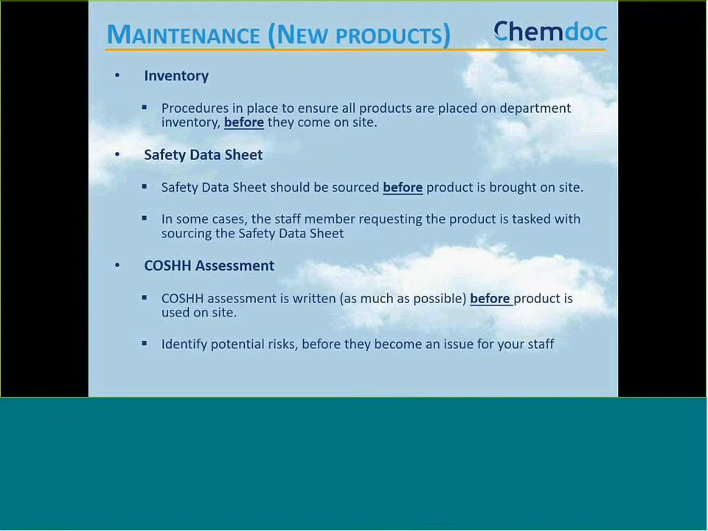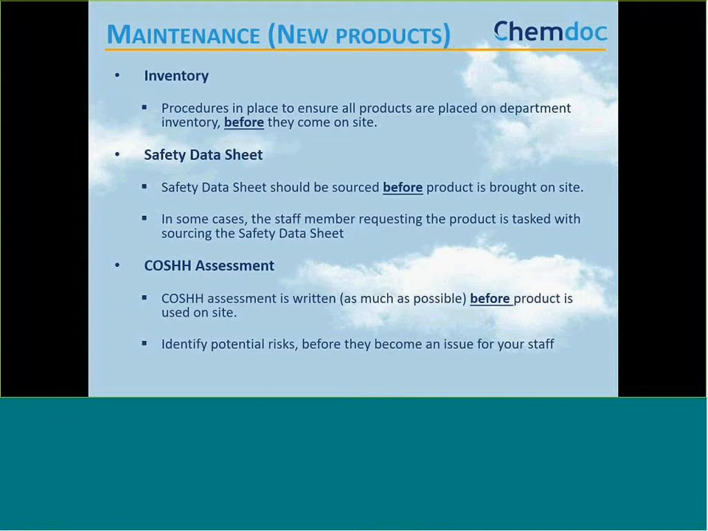So the three things outlined there: the inventory, you must add it before it comes in; the safety data sheet, ideally before it comes in; and the COSHH assessment, also ideally before it comes in. If not possible, do it as soon as possible after it comes in, but ideally all should be done before the product comes in at all. That's it on the actual outline of the system for managing your COSHH assessments.